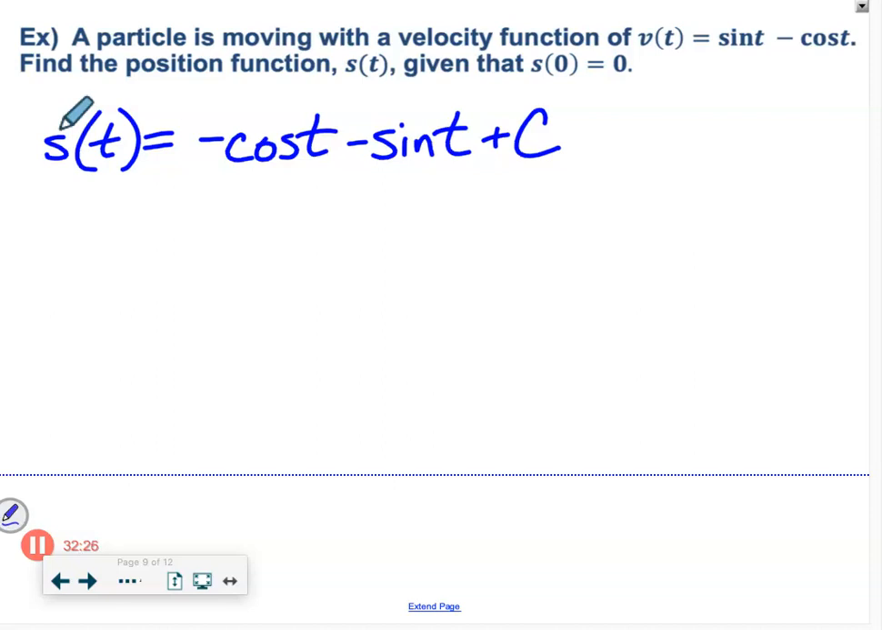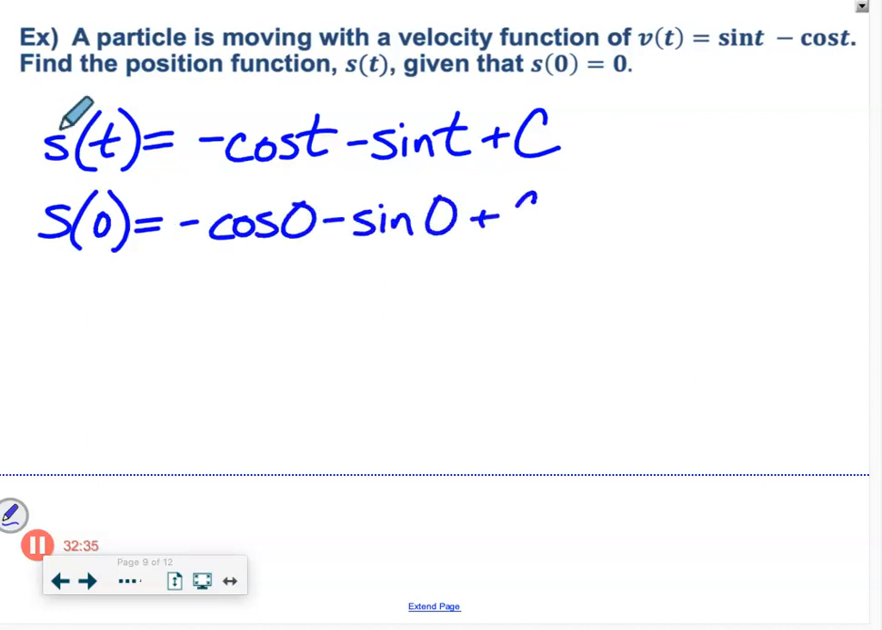All right. So now we got to solve for c. So s of 0 equals negative cosine 0 minus sine 0 plus c, and this equals 0. So c is 0. Done, right? Piece of cake. Right? No. Sure about that? No. Another no. So what's the cosine of 0? 1. So this is negative 1. What's the sine of 0? 0. Plus c equals 0, so our c is 1.